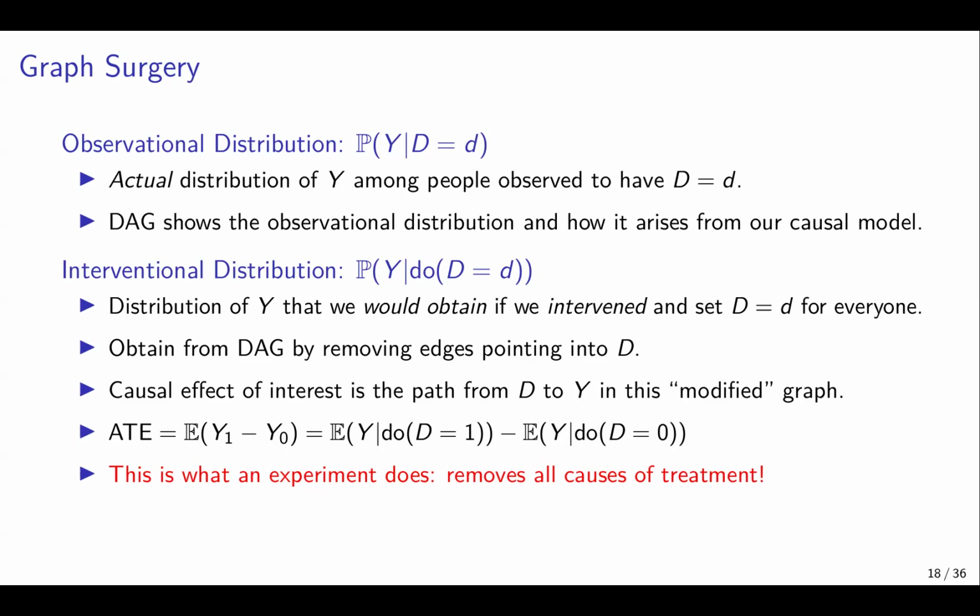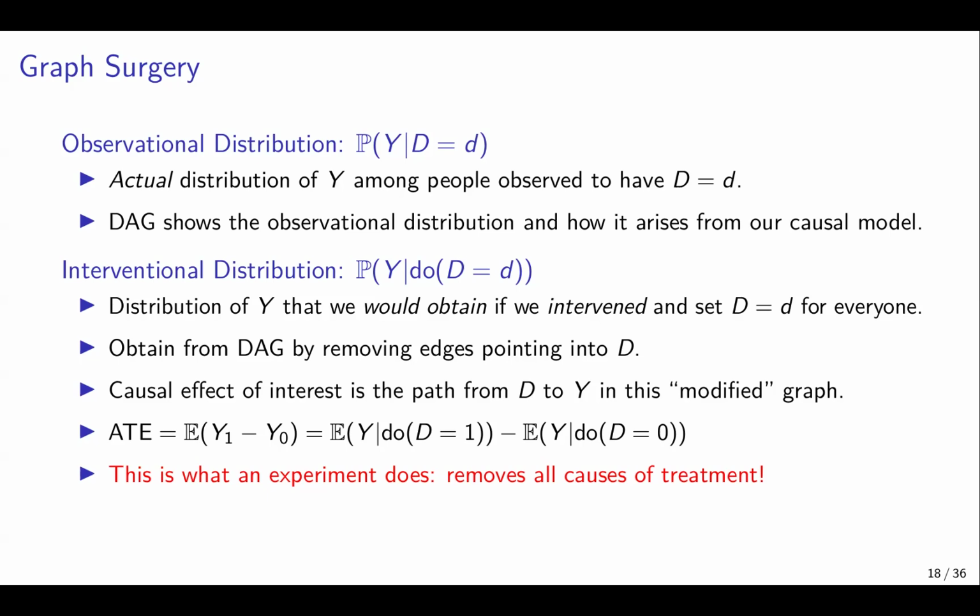So the first thing I'm going to define is what I will call the observational distribution. By the way, when I say I will call it, that's what it's called. This is terminology due to Pearl. So the observational distribution is the actual distribution of Y among people who we observe to have D equal to little d. So this is literally the same thing as the distribution of Y given D in some population of interest. In some sense, the observational distribution is just another name for what we would call the distribution of Y given D.